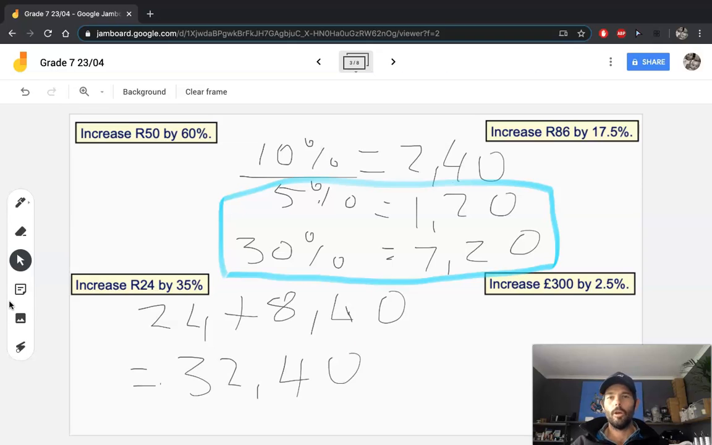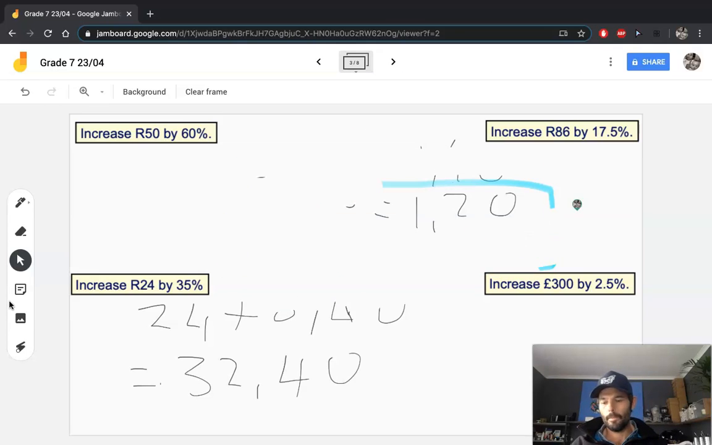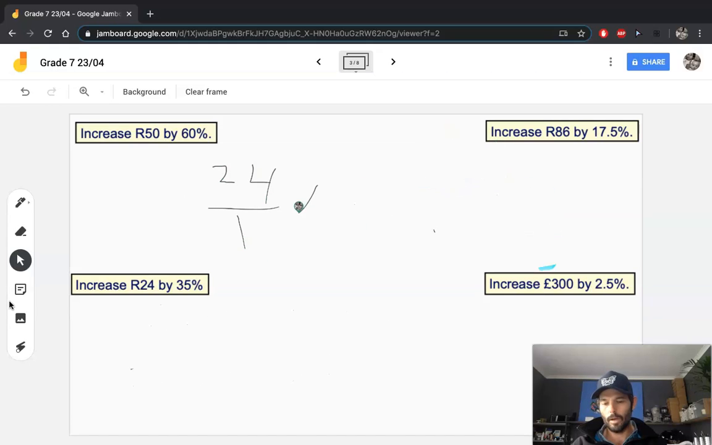Okay. So I'm going to show you the fraction way quickly. I do think that the fraction way that I had originally is a little bit more tricky because the calculations you need to do are a little bit bigger. So we would have 24 over 1 times 35 over 100. You should know that 35 over 100 can be simplified into 7/20ths. Both numbers can be divided by 5.